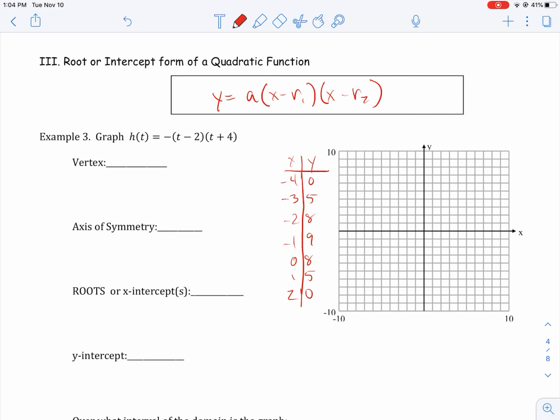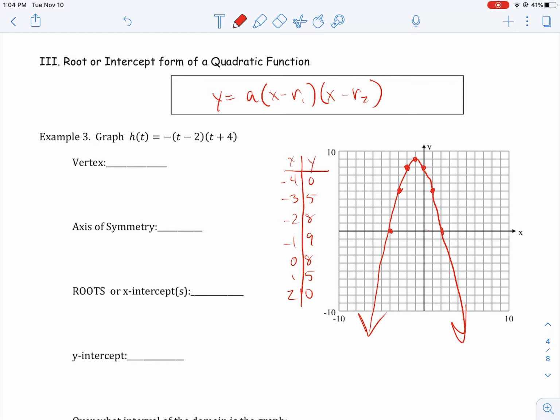All right, so let's graph this guy. So -4, 0, -3, 5. Where are we at here? Whoops. Got to go back one more. -4, 0, -3, 5, -2, 8, -1, 9, back down here. Okay, and there is the picture of our function.